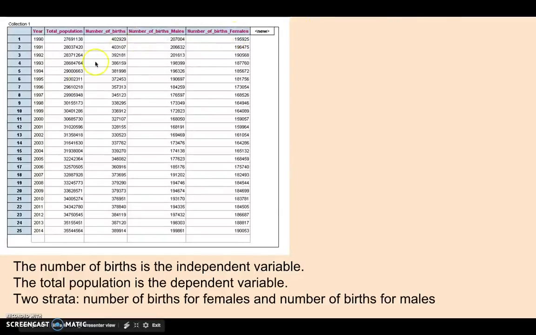This is our data in a case table. Number of births is our independent variable. Total population is our dependent variable. And these are our two strata: number of births for males and number of births for females.